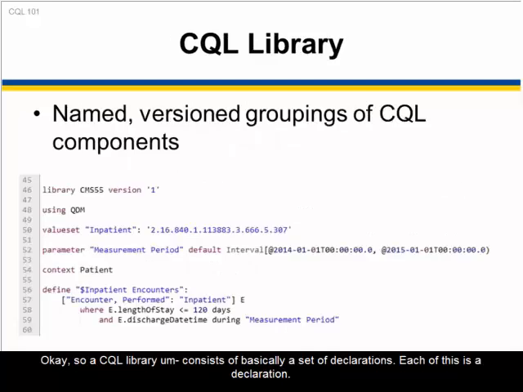Okay, so a CQL library consists of basically a set of declarations. Each of these is a declaration. The first one says this is a library named CMS55. It has a version 1. It says I'm going to use QDM. That's the declaration that lets you know what data model you're going to be using within this library.